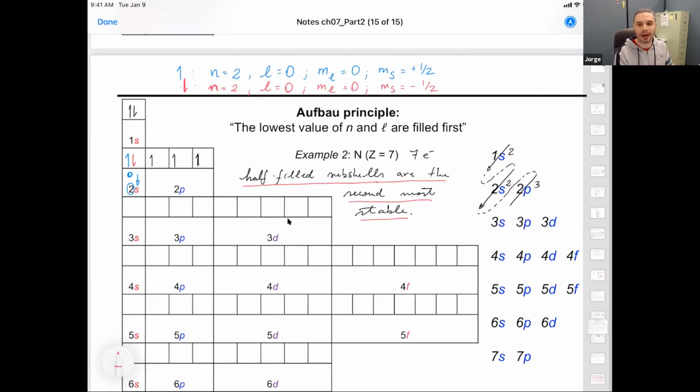Each electron has a unique set of quantum numbers. And that's the reason we need to define the magnetic spin quantum number, because that's the one that will differentiate between two electrons when they are in the same orbital. Okay.